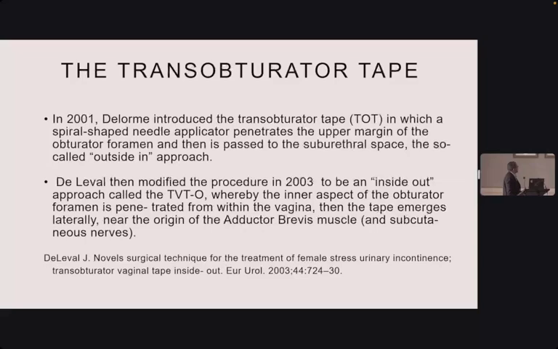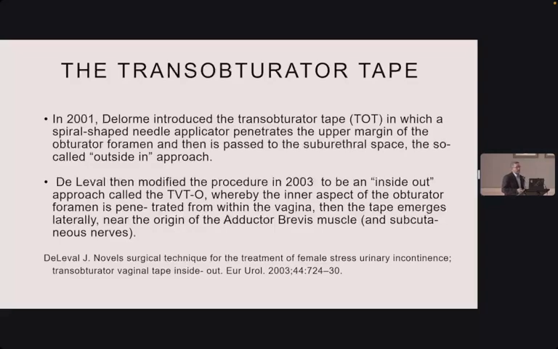What about the transobturator tape? As I said, in 2001, Delorme introduced the transobturator tape. It had a spiral needle, which penetrates the upper margin of the obturator foramen and is passed to the suburethral space. That was called the outside-in approach. So you come from the outside to the middle of the vagina. De Leval then modified that procedure in 2003 and called it the inside-out technique, from the inside of the vagina to the outside.